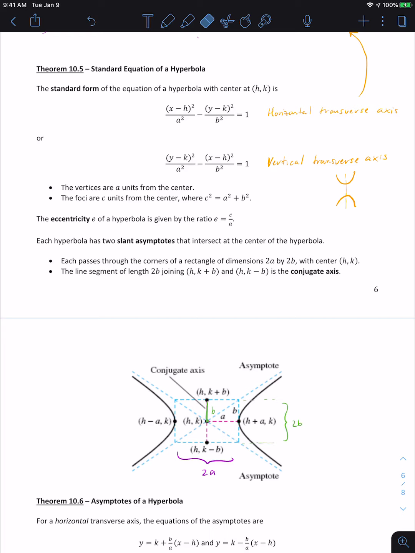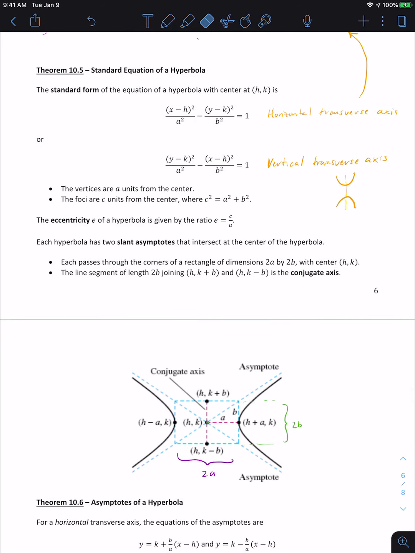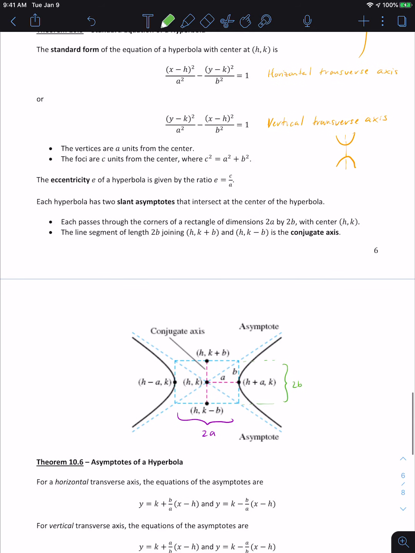So that's where we get that rectangle of 2a by 2b. And the center of the rectangle is obviously just the center of the hyperbola. And the line segment of length 2b joining (h, k plus b) and (h, k minus b) is the conjugate axis. So in other words, this small little axis that goes kind of in the opposite direction of the hyperbola is called the conjugate axis, right?